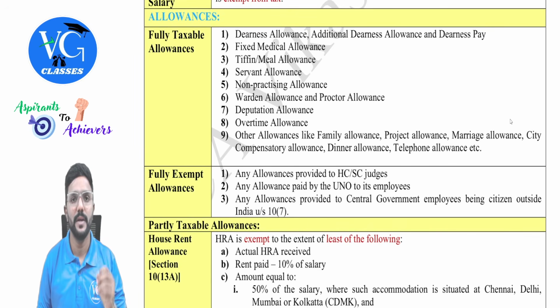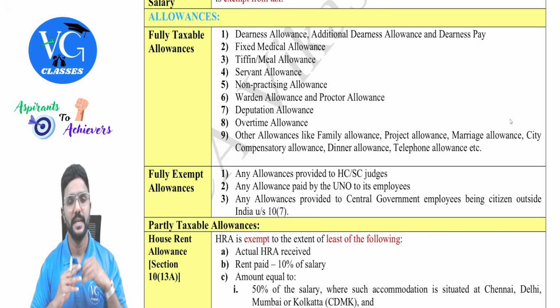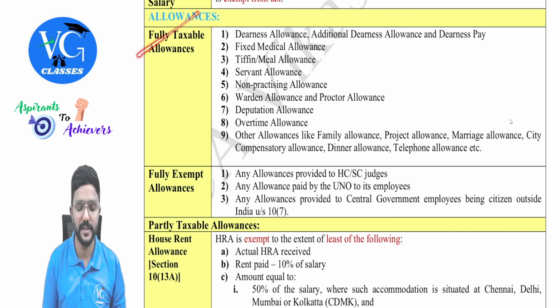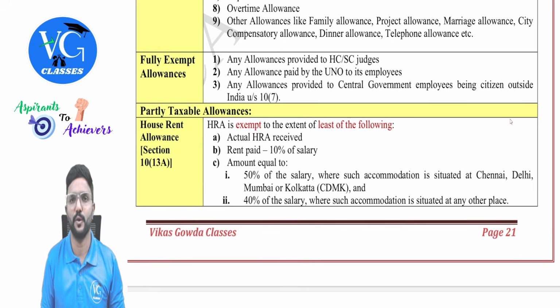What is allowance? A fixed amount which is given by employer to employee either monthly, quarterly, or yearly, which can be used by the employee for his personal purpose or office related. In that case, for income tax purpose, we need to divide the allowances into three categories: fully taxable allowances, fully exempt allowances, and partly taxable or partly exempt allowances.